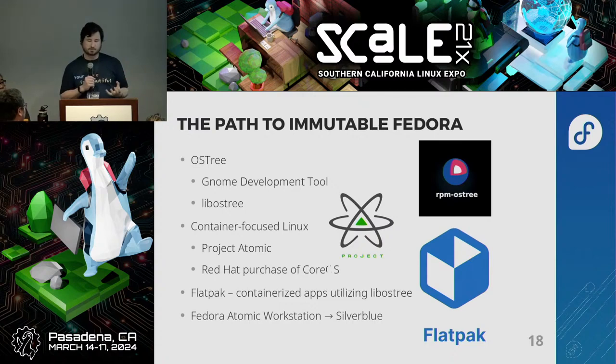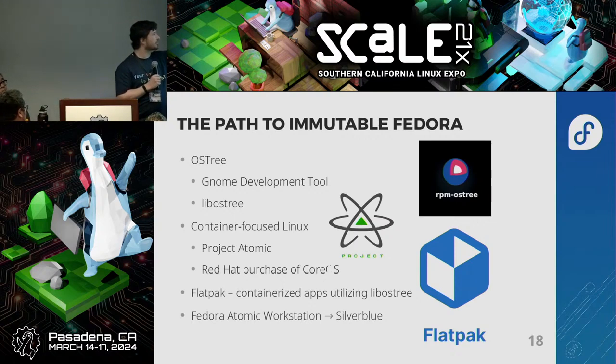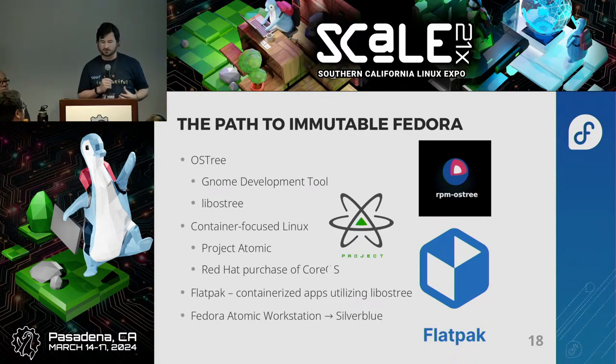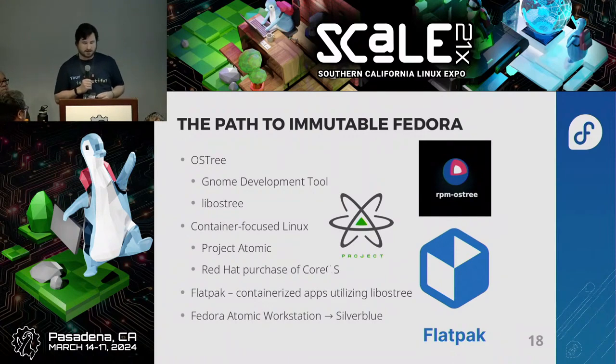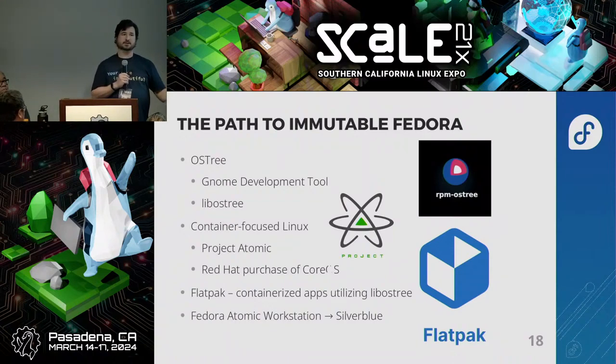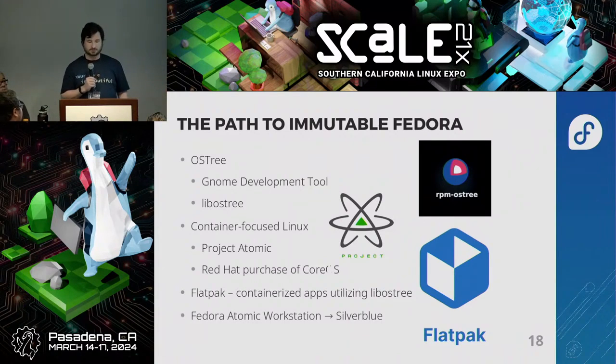So that's a very important part of Fedora Atomic, this libostree, having a way of having an immutable part of the file system that you could swap out the images to. And so that got brought into Project Atomic with rpm-ostree, and then on top of that, Red Hat purchased CoreOS, which was a Kubernetes-centric distribution. And so then Flatpak also adopted libostree as a way to package containerized desktop applications that were then portable across distributions.